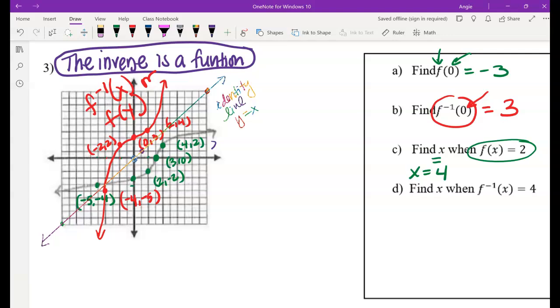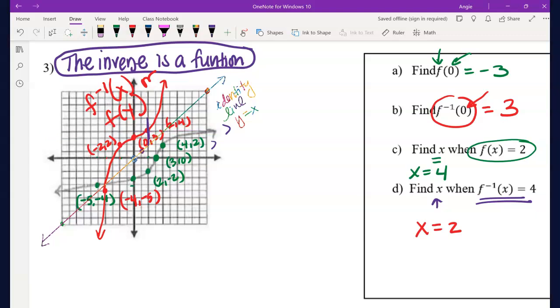On the inverse function, students, let's go and see what happened. Find x when the inverse of y is 4. So here's y equals 4. And the inverse x was what? What is that right there? 2. Okay, so for that one, students, x equals 2. And it only crosses one time, so that's why we only have one answer.